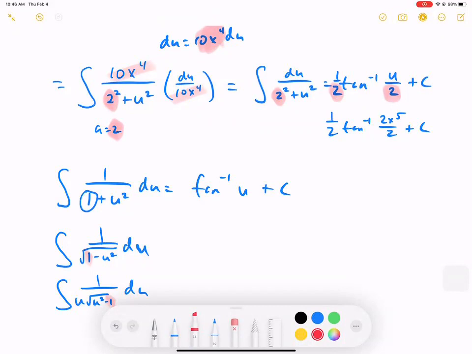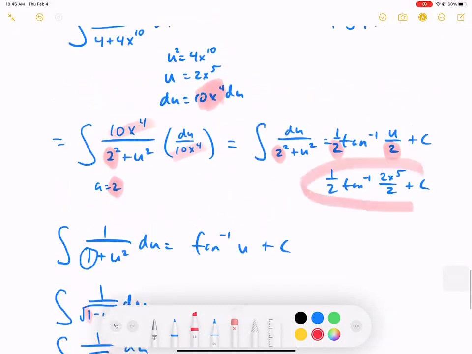Why aren't we plugging in 2x to the fifth power over 2 for u? We did that for the other problem. We did right here. Oh, I didn't see that. I'm sorry. No worries. So I did plug it in at the very end. We always have to plug back into u, get back to your original language. So there's a lot of nuances going on here, so you have to be careful about these problems.